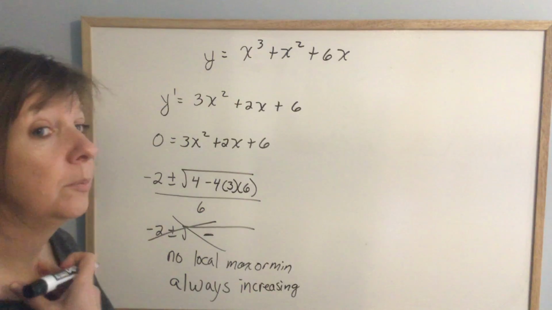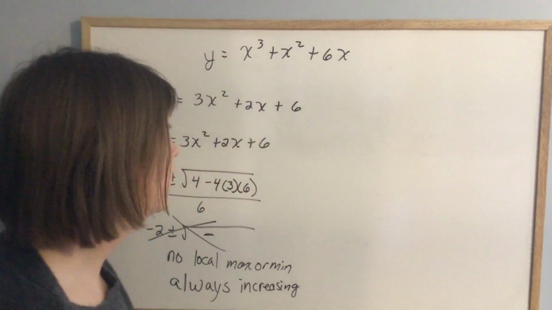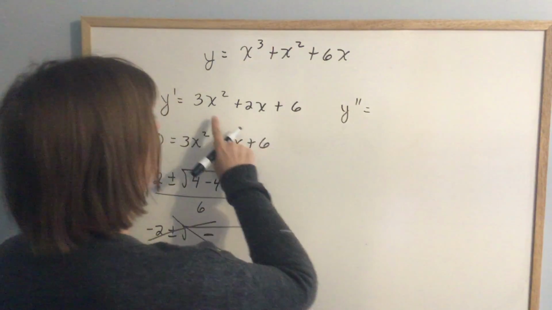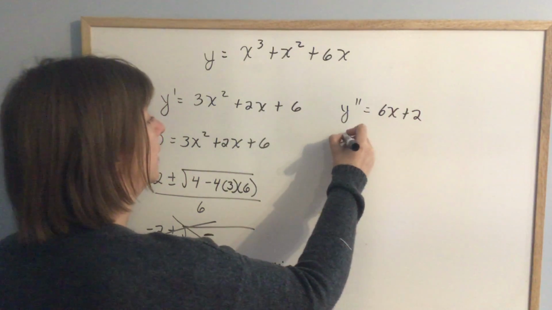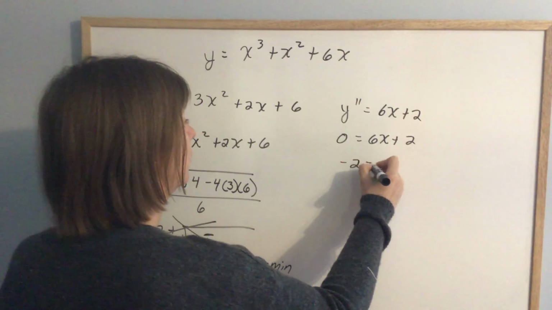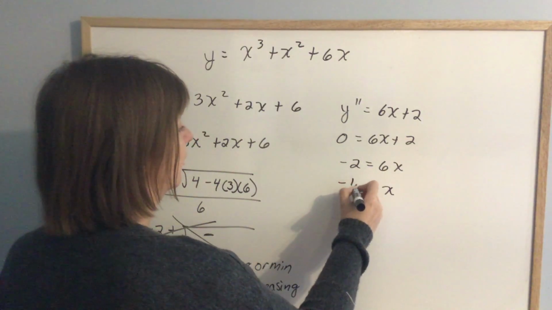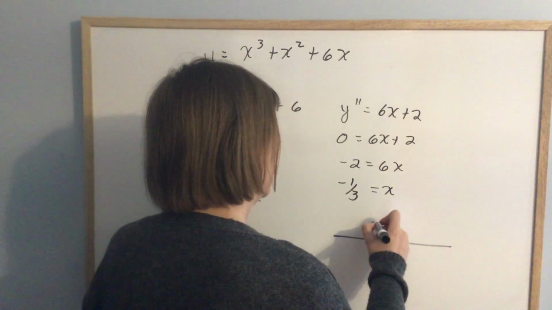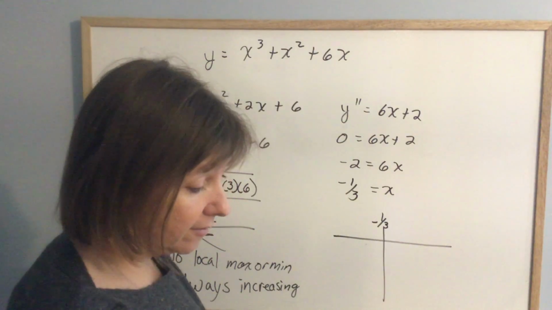All right, so now what about points of inflection? Just because there's no maxes or mins does not mean there's no points of inflection. So the second derivative would be 6x plus 2. I can make that equal to 0, 6x plus 2, so negative 2 is equal to 6x. So x is negative 2 over 6, which reduces to negative 1/3. So there is a potential for a point of inflection where x is negative 1/3.